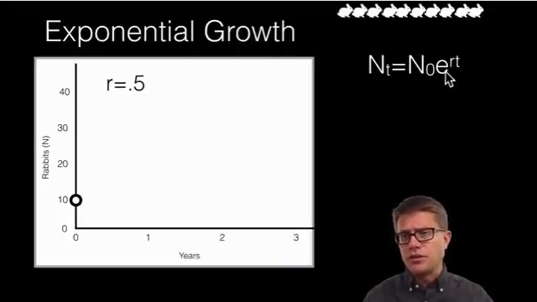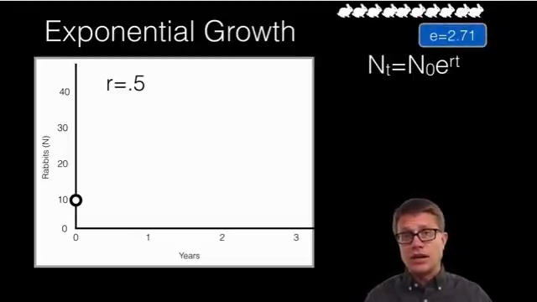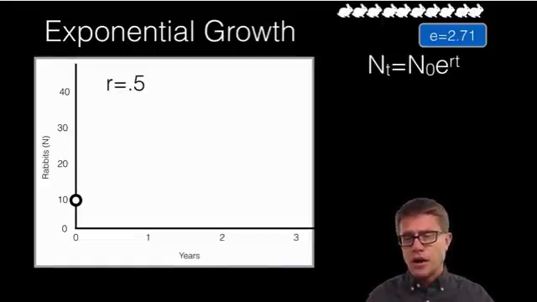So the only thing that you really don't know in this equation is E. E is going to be E, the mathematical constant. So it's a number. It's just like pi. It's going to be 2.718. It just keeps going like that. So for our purposes, we just think of it as 2.71.